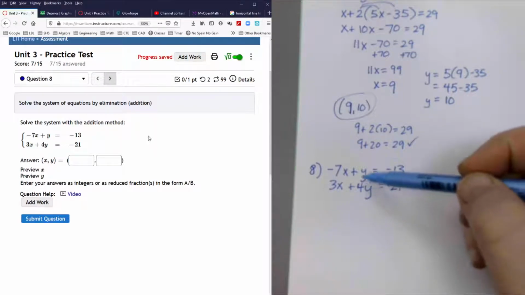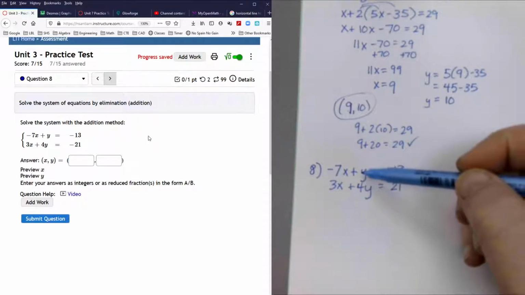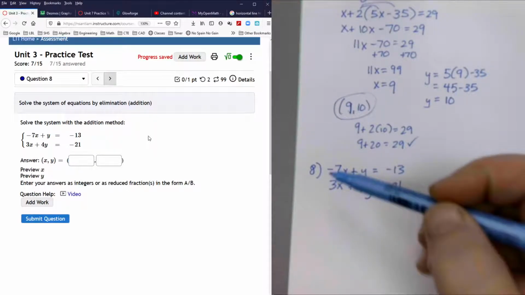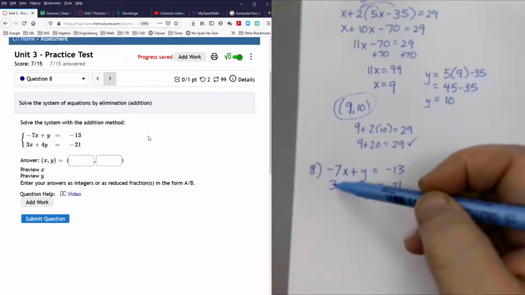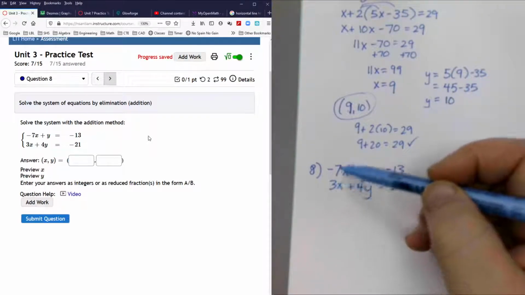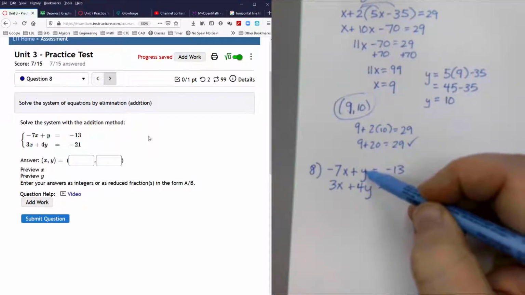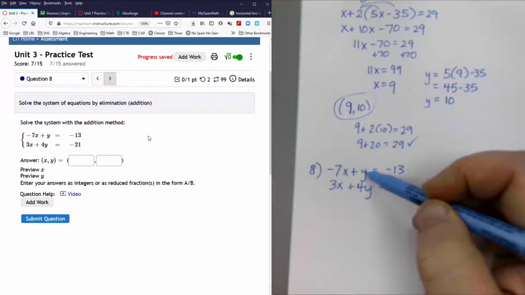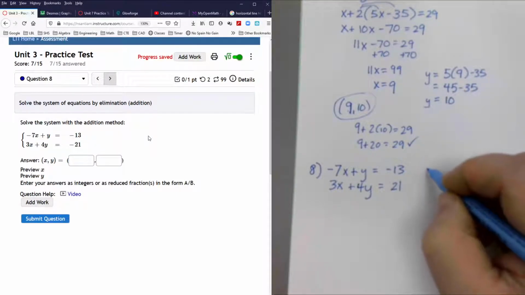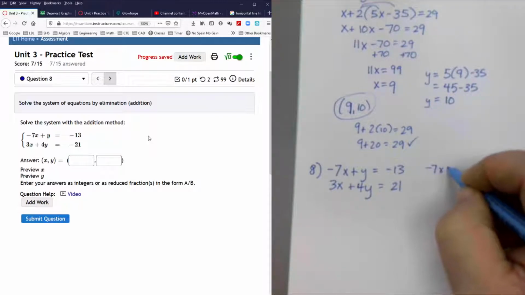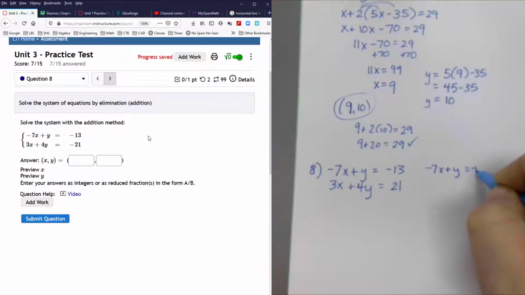So if this is a 4y, I'd like to make that a negative 4y. If this was a negative 7, I'd like to make this a negative 7 or some multiple of that, right? But the easiest thing to do is to take this equation and multiply it by negative 4. And that's going to give us a negative 4y there. So I'm going to do that right over here. Negative 7x plus y is equal to negative 13.